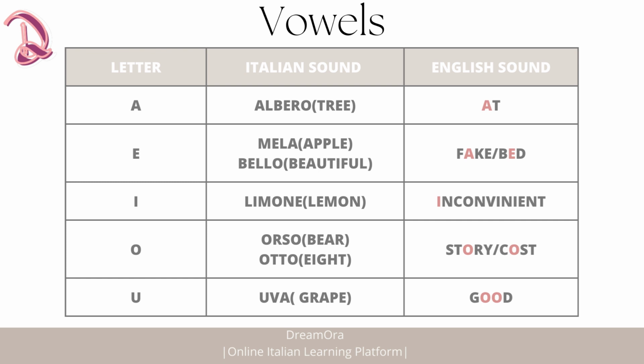And last, we have U. And this as well has just one sound. Uva. The English sound would be good. So let's repeat them. A, E, I, O, U. Exception for E and O that have a double sound. E, O. Great.